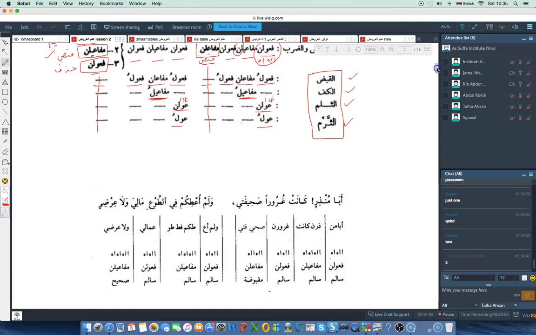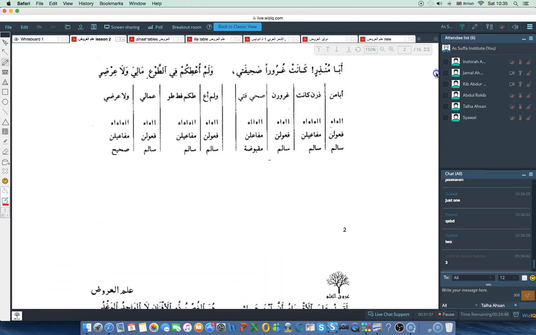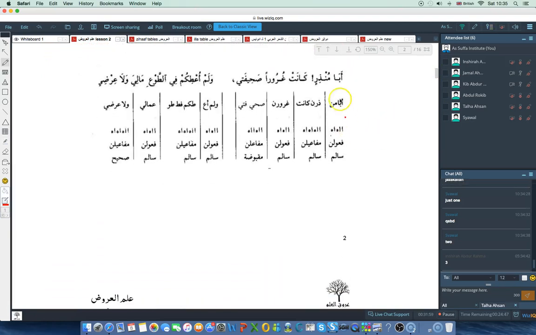Okay, and so, once we've done that, let's look at some poems now. So, if you look at this poem, أبا منذر كانت غرورا صحيفتي ولم أؤتكم في الضوء مالي ولا إردي. Okay, so you guys can work this out. You can try and work this out for yourselves. 3 to darb, 4 to hashu. Excellent, very good. So now look at this.